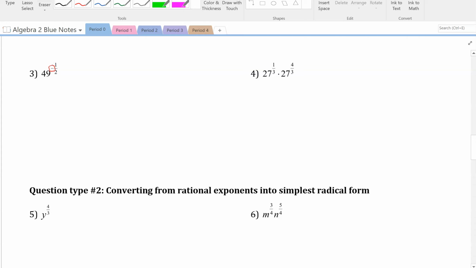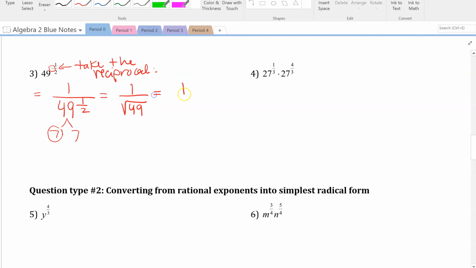Moving on to example 3, we now are confronted with a negative rational exponent. But remember, rational exponents follow all the same rules as regular exponents. So this means to take the reciprocal. So this is equal to 1 over 49 to the power of positive 1/2. And the power of positive 1/2 means one of the two factors that multiply to equal 49, or 7.